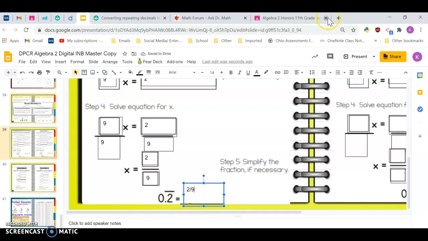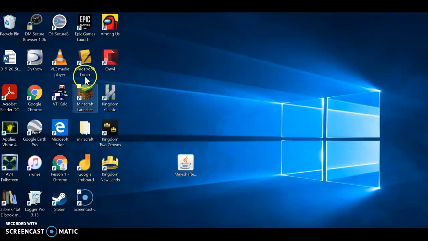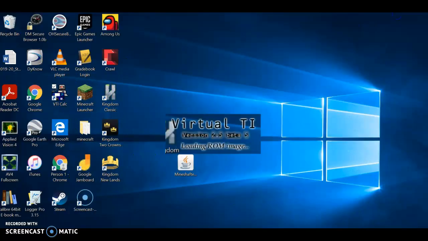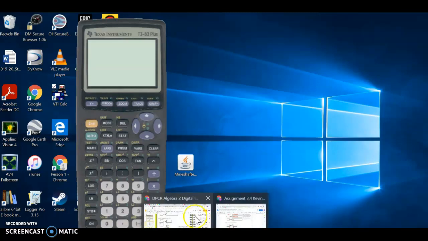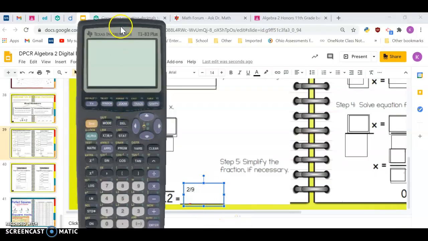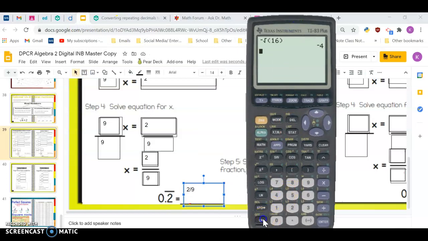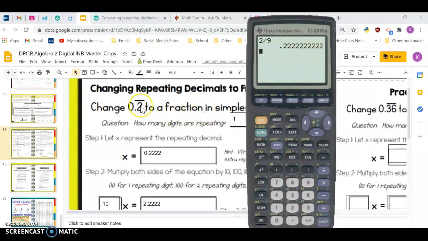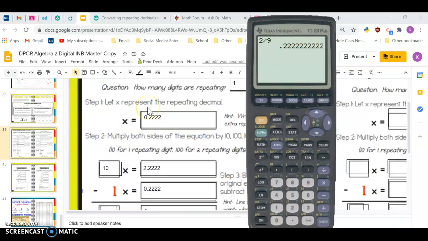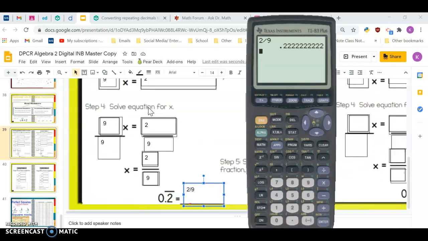And remember, if you want to check this, you could always pull up your graphing calculator and we could go through and check it. So I'm just going to go through, make sure that we can see that. So let's just check. We're going to turn this fraction 2 over 9, and we're going to divide that to see what decimal we get. So I get 0.2222222222. This means that all of this is that repeating decimal that we had all the way up here, which means that this whole process was able to solve this out.